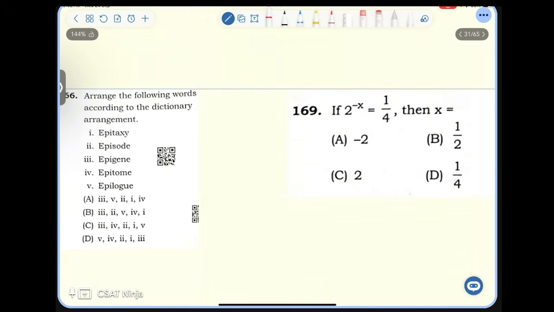Let's go to the next. Even this one, you need to arrange word.